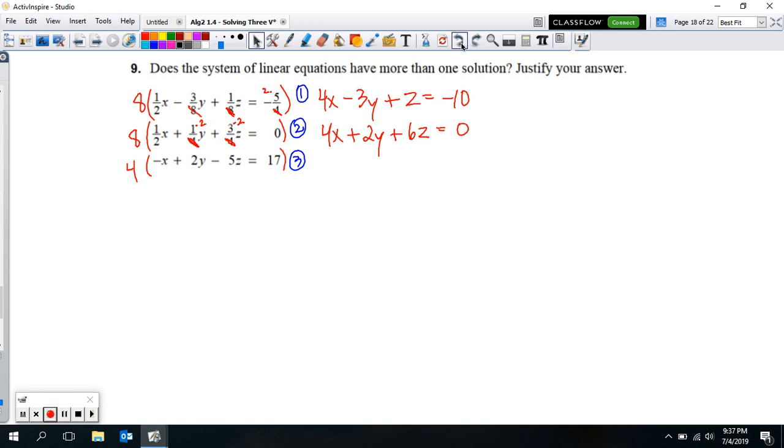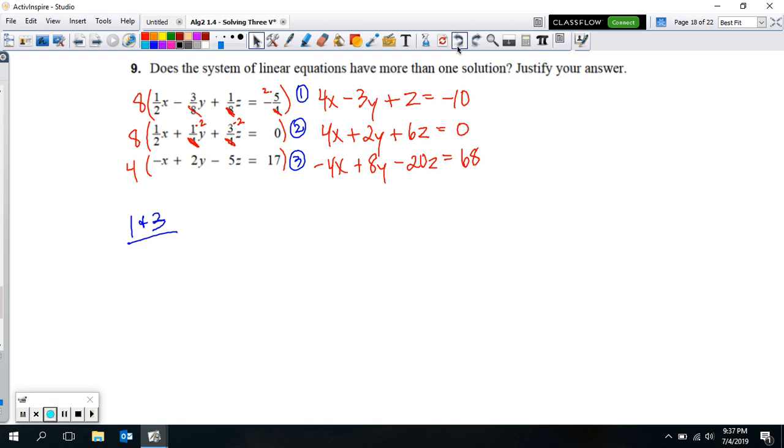And then 0 times 8 is still 0. And then for multiplying by 4 on this last one, we're going to just see we have -4x. 4 times 2, positive 8y. 4 times -5z is -20z. And then 17 times 4, that would be our 68. So there's our new equations now, all adjusted to where we could eliminate the x's.